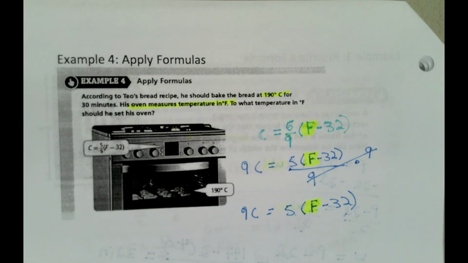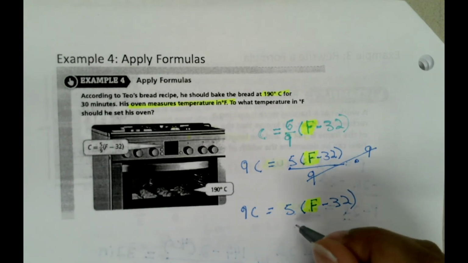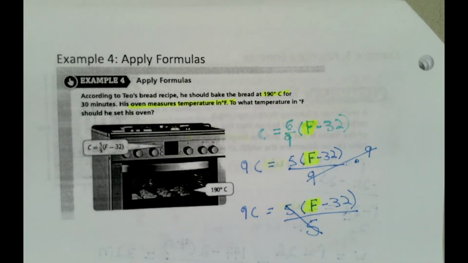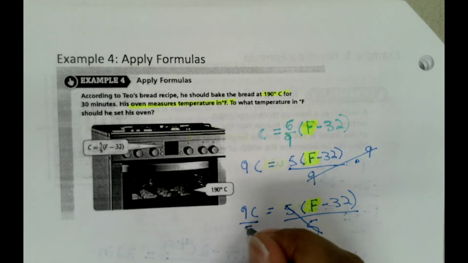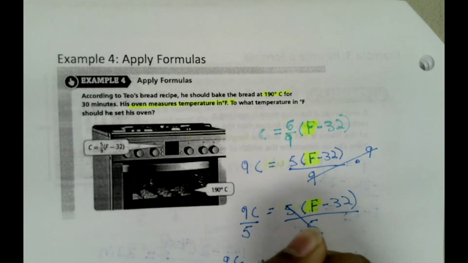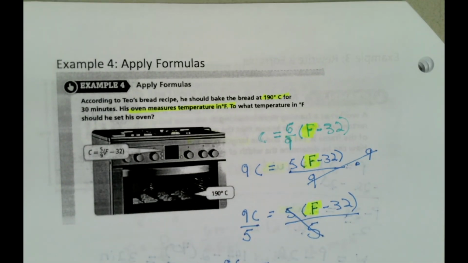That leaves us with 9C over 5 equals F minus 32. Sorry about my alarm. F is still being bothered. How do we fix that? Well, that's the easiest thing we've done so far. Sorry if you couldn't see it. Let me slow down. F minus 32 is what we're left with when we divide by 5 on both sides.